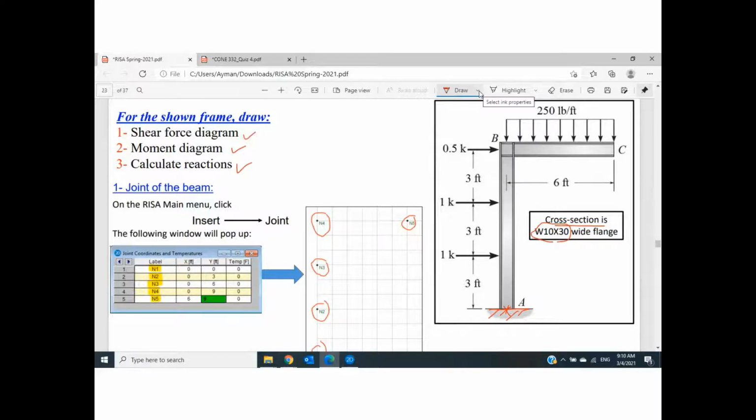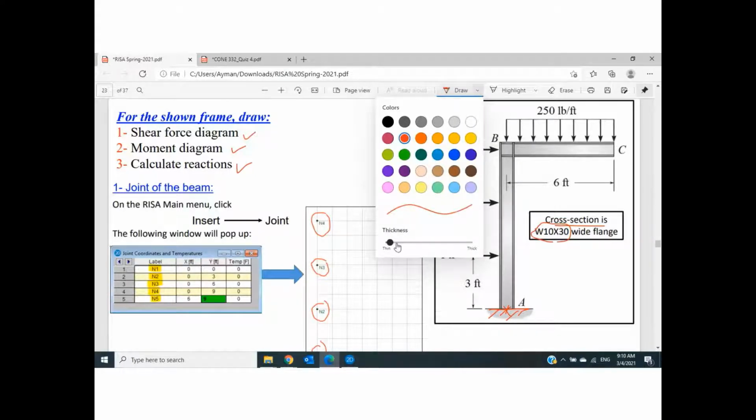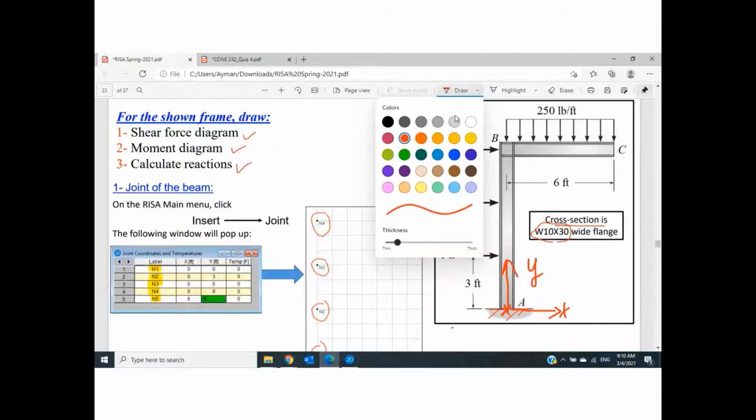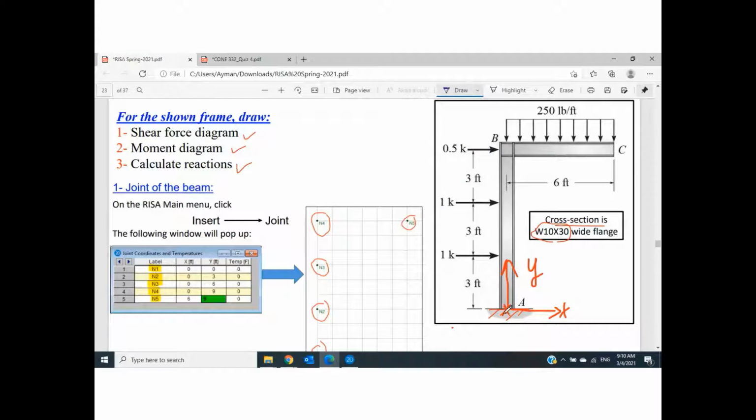Do you remember, guys, the first step to use RISA? We are going to assume this joint or this point is the origin. So I will put x-axis and I will put my y-axis. What do you have of joint or nodes? Probably we have this node. I will assume another node here, another node, another node, another node.